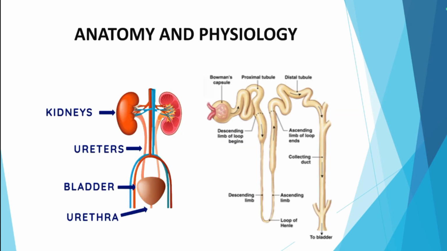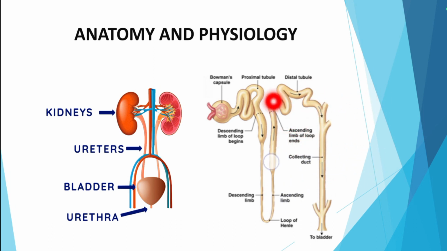Behind CKD there is the anatomy of the kidney and our urinary system. We all know there are two kidneys, connected by the ureters to the bladder. The kidney is composed of millions of nephrons. The parts of the nephron are Bowman's capsule, proximal tubule, descending limb of the loop of Henle, ascending limb of the loop of Henle, distal tubule, and the collecting duct, which connects with the various nephrons.